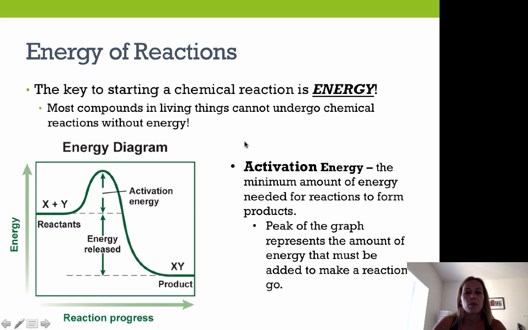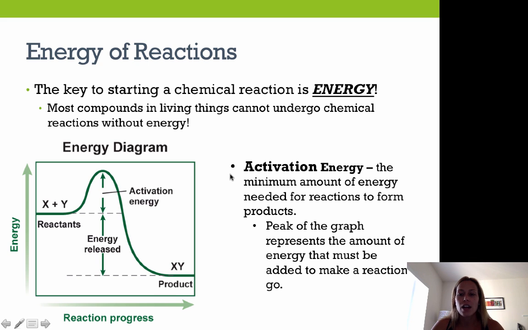So the energy of chemical reactions. The key to starting a chemical reaction is energy. All chemical reactions require some input of energy in order to move from their reactants to their products. Most compounds in living things cannot undergo a chemical reaction without energy. In fact, chemical reactions that take place in our body would occur too slowly to support life if we didn't have both energy input and enzymes to help those chemical reactions go faster.